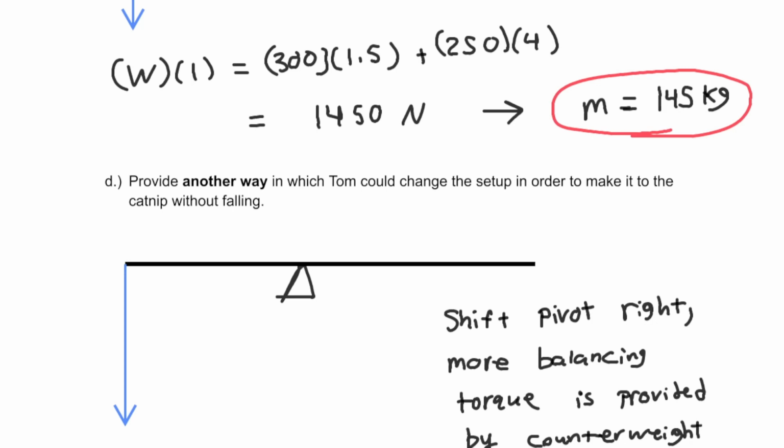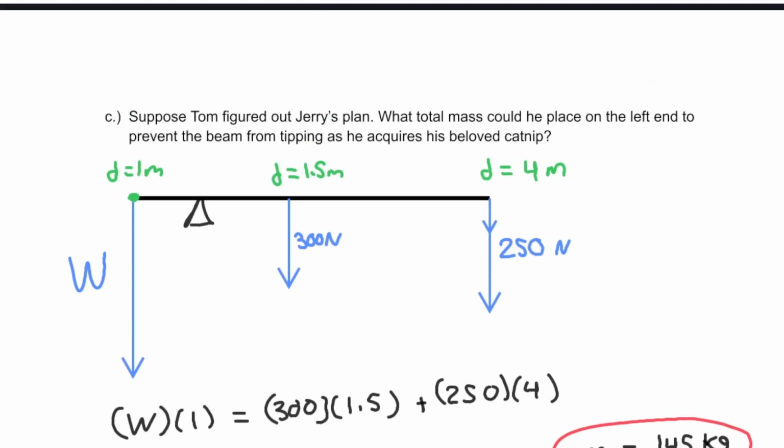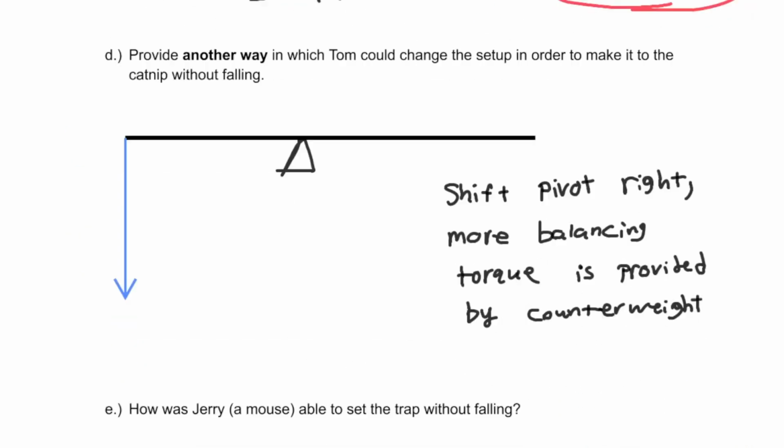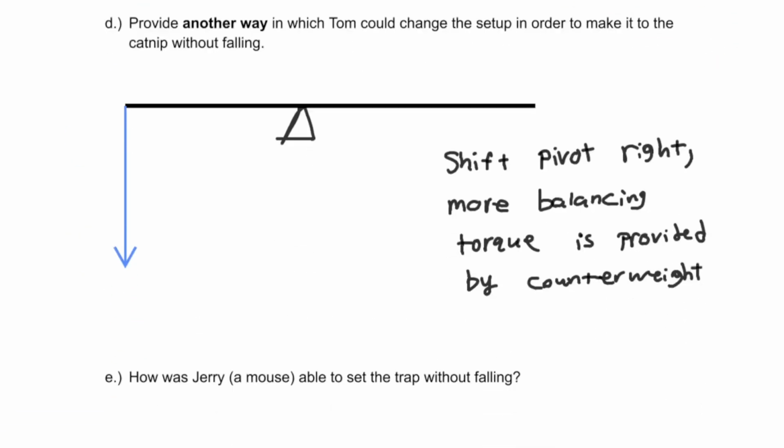So a question that I didn't ask, but I definitely could, would be where can you place this pivot such that without any other modifications it works? So instead of knowing this pivot location, we could solve for where that is. A little bit more algebra, but it works out.